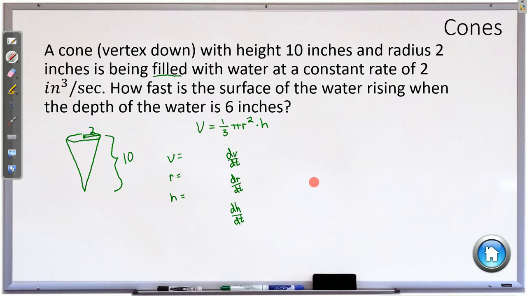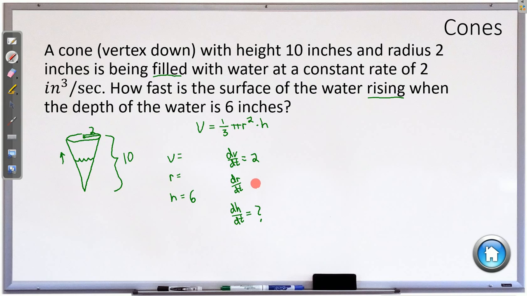Let's see. How fast is the surface of the water rising? So how fast is our water going up? Well, that is going to be dH dt. So that's what we're trying to find. When the depth of the water is 6 inches, that means the height is 6. Let's see, what else do we know here? The water is being filled at a constant rate of 2 cubic inches per second. That is the change in volume. It's how much water we're putting in. So dV dt is 2.